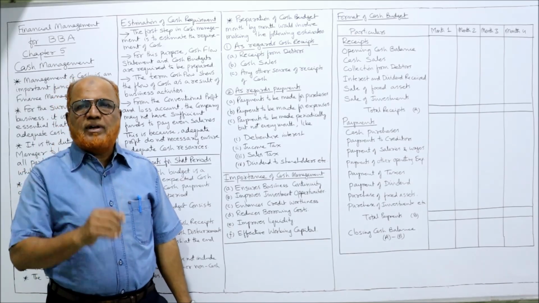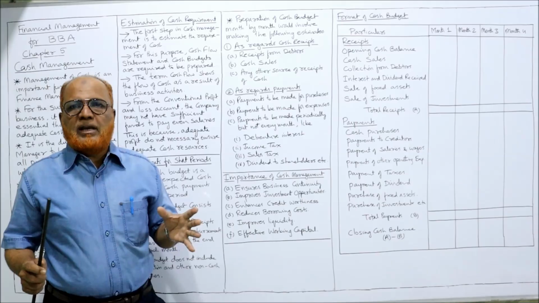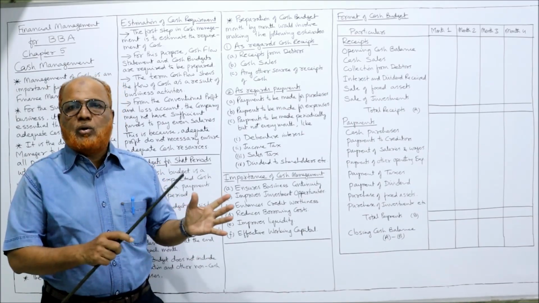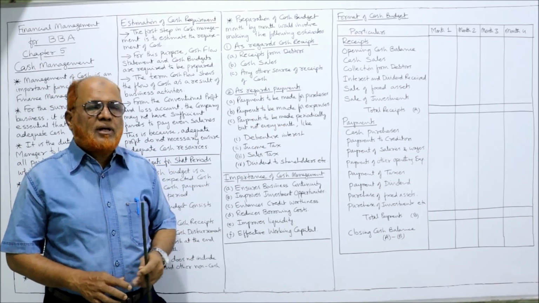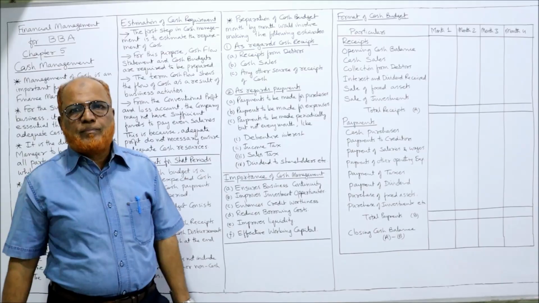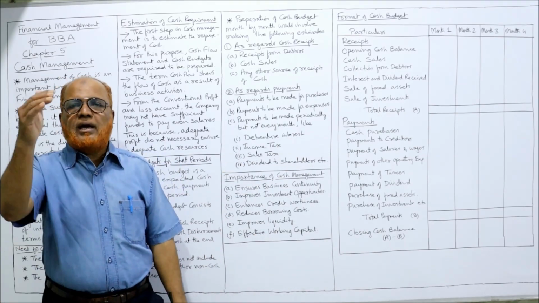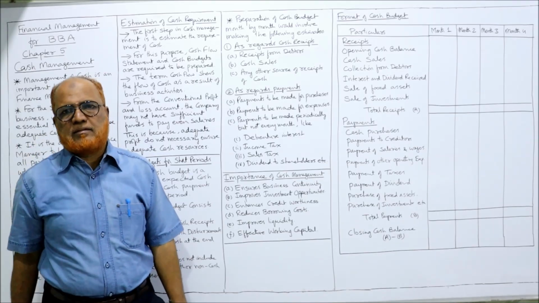So by watching this video, you will be able to remember that the format will be like this. Like this we have to make it in the examination. You have to take all the items. This is only an illustration. B is the total of payments. A is the total of receipts. B is the total of payments. So A minus B, you will get the closing cash balance.